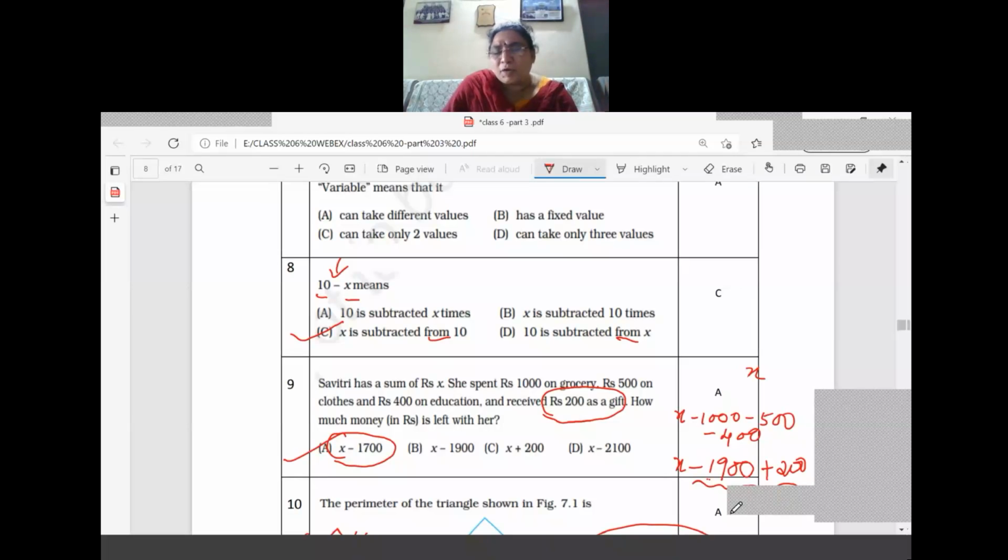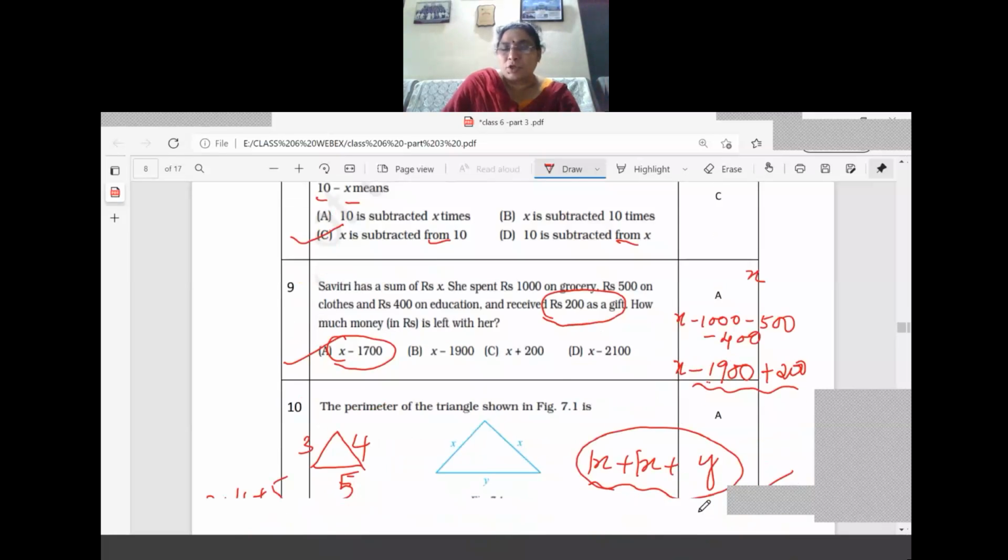Maybe you feel it is difficult for simplification and all. Don't worry about that. You should understand the concept that when we are spending, it should be deducted. When you are receiving something, like a gift, that will be added to the amount we are having. Clear this one? That is the concept we have to teach here only. So in algebra, spending is shown by the subtraction operation. When we are receiving something, it is shown by the addition operation.